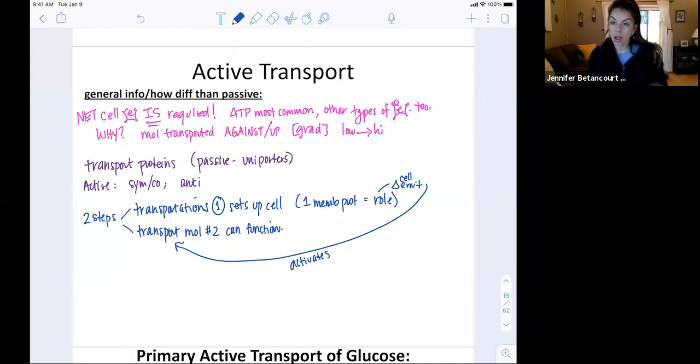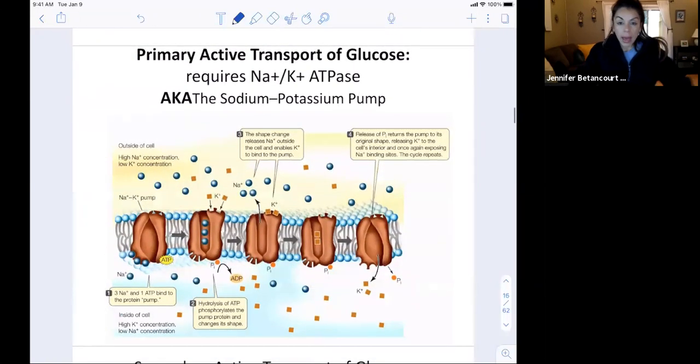Okay. All right, so let's get into a little bit more of an actual example. And maybe you've heard of this before, but the sodium-potassium pump. I'm certain if you've taken animal biology, you have heard of the sodium-potassium pump. And if you haven't, I'm gonna have a little chat with Blake. Okay, so here is what we're describing.